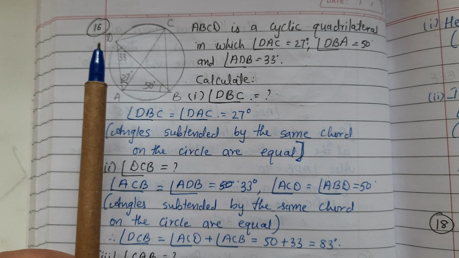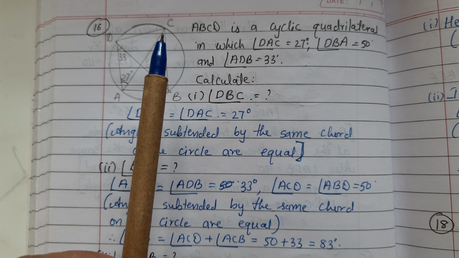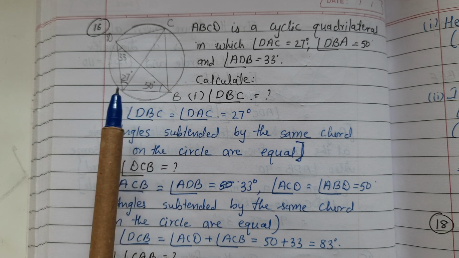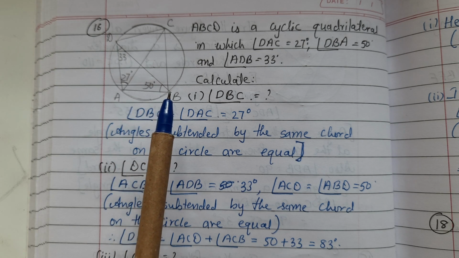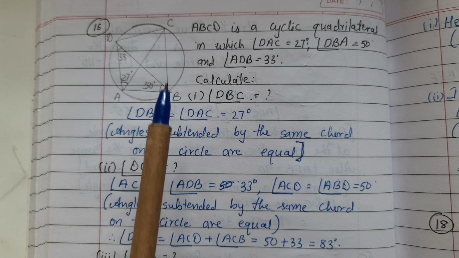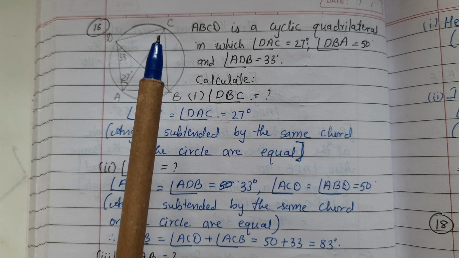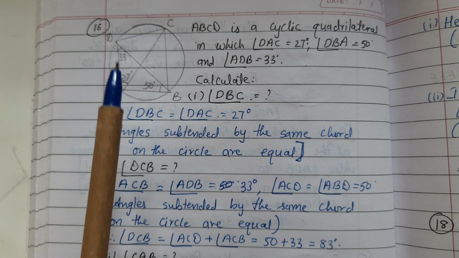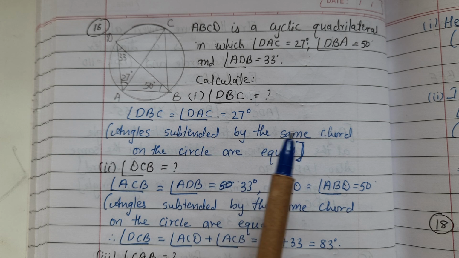Sum number 16. ABCD is a cyclic quadrilateral with angle DAC 27 degree, DBA 50 degree and ADB 33 degree. Calculate angle DBC. Since angle DBC subtends the same angle as DAC, it is 27 degree. Angles subtended by the same chord on the circle are equal.